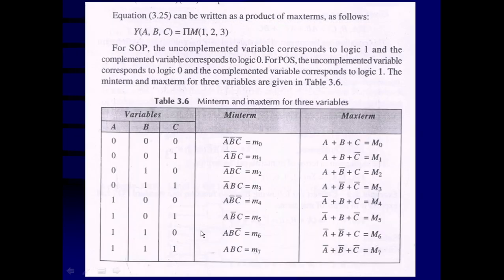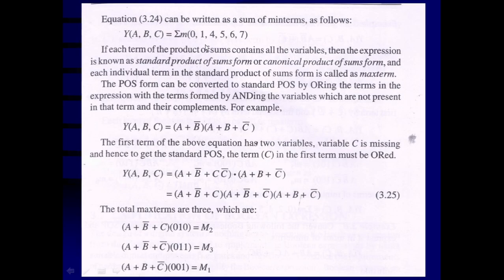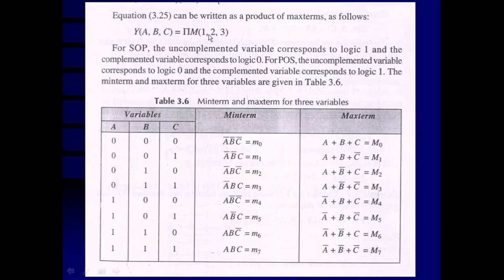This can be written like this, equation 3.25, which is a standard product of sums equation, which can be written in terms of the max terms like this. Y is a function of ABC. For product, we are utilizing this symbol, capital pi. Then for the max term, capital M, again the bracket, and the numbers of the max terms. You can see that the max terms are 1, 2 and 3. That's why inside the bracket it is mentioned 1, 2, 3.